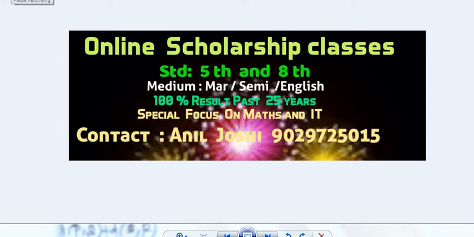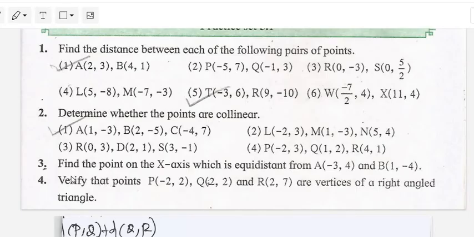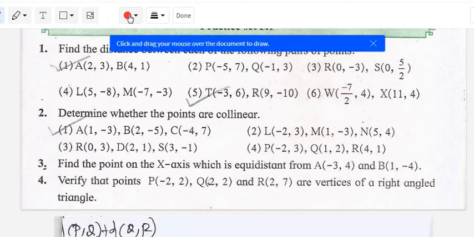I am Anil Rashi sir, and today's topic is 10th maths 2, coordinate geometry 5.1, question number 3. We have already completed question number 2. Now see question number 3. The question is like this: find the point on the x-axis which is equidistant from A(-3, 4) and B(1, -4).